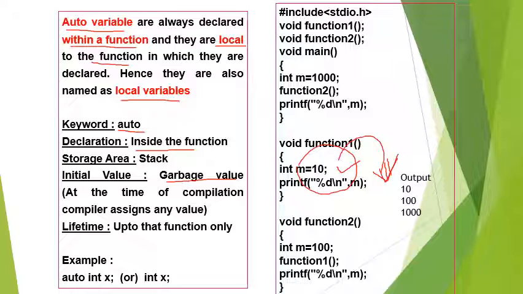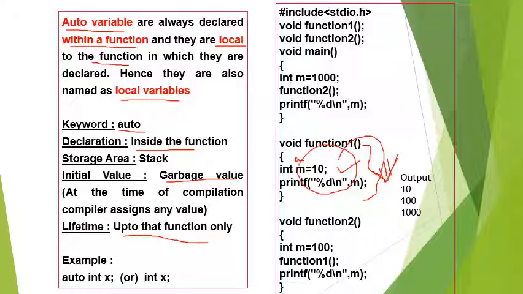Then lifetime is up to this function, inside this function. Its lifetime will be inside this function. Then its scope will also be inside this function only. Scope means if we are declaring int a here, then that a can be used only inside this function. So the scope will be inside this function only.